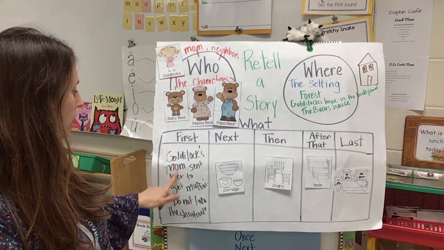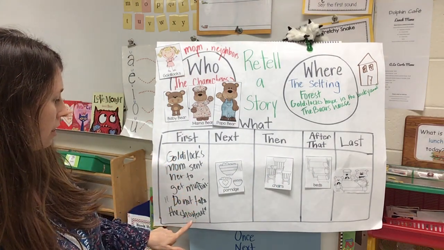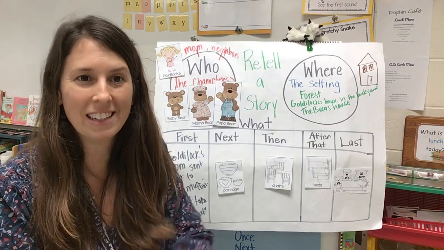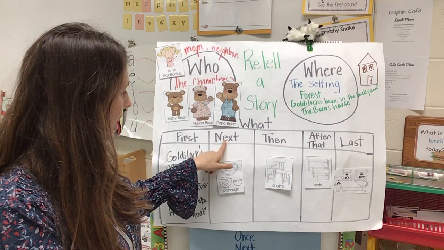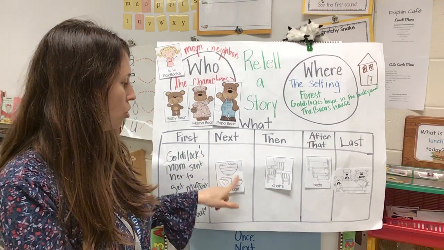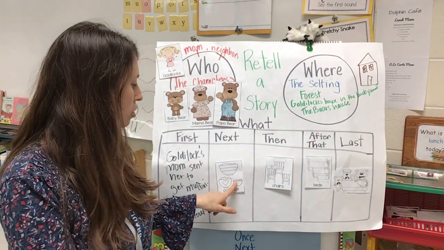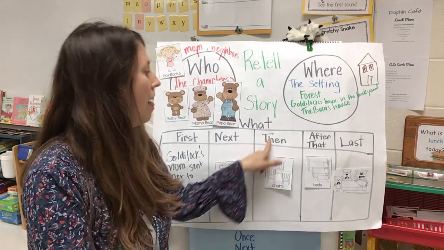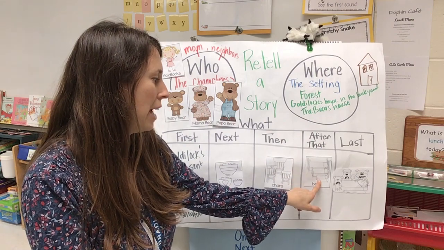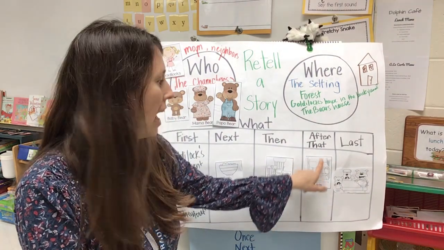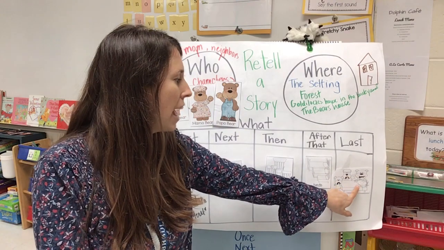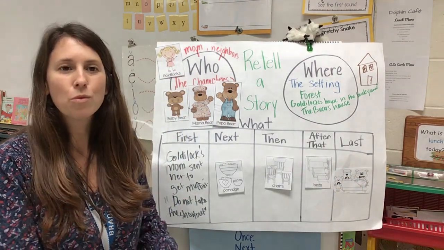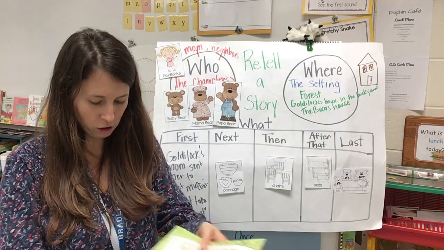We said Goldilocks' mom sent her to get muffins, and she said what? Do not take the shortcut, that's right. And then we said next, Goldilocks tried the bear's three bowls of porridge. Then Goldilocks tried the three chairs. After that, she tried the three beds and fell asleep. And last, the bears came home and scared Goldilocks away, and they never saw her again. Great job retelling the story, our familiar story.